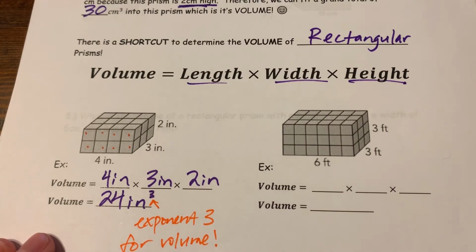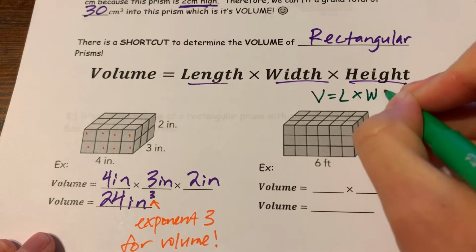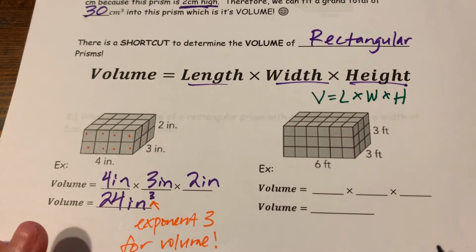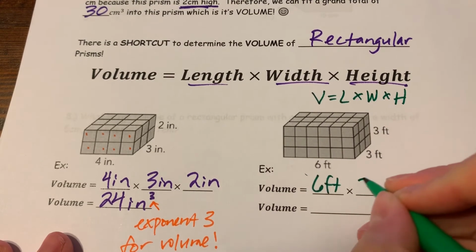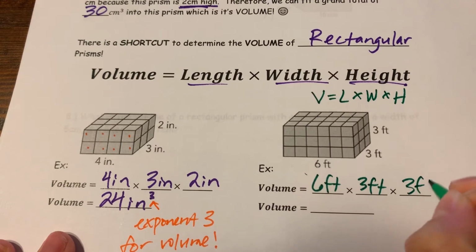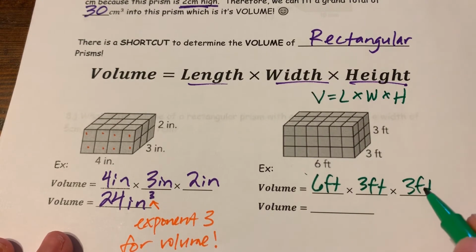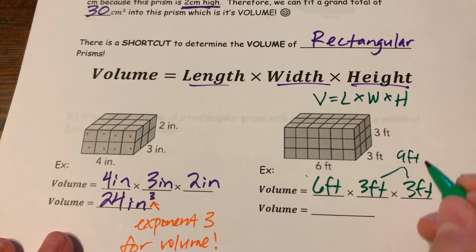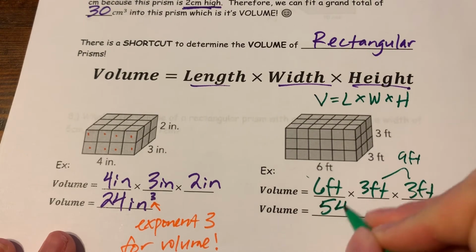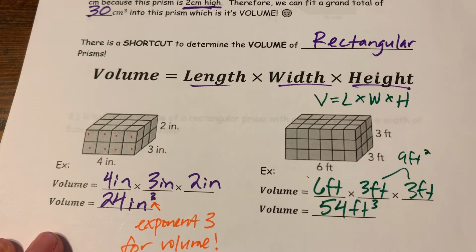Let's do another example together. So we know that volume in general is equal to length times width times height. I'd love it if you could write that down. Let's go ahead and plug in what we know. So we've got 6 feet times 3 feet times 3 feet. All right, let's do some multiplying. I'm going to do the 3 times 3 first because that makes it a little easier. 3 times 3 is 9. 9 times 6 is 54. Cubic, exponent of 3, cubic feet.